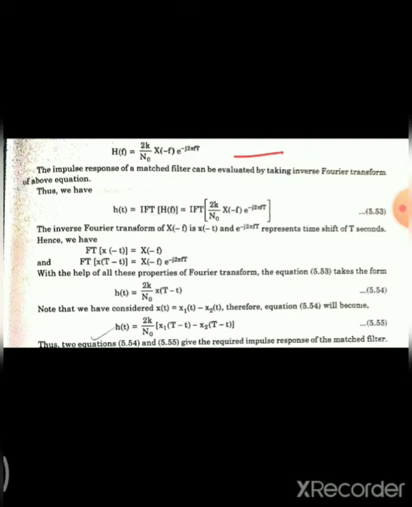Now see, as I told in the beginning, the impulse response can be obtained by taking the inverse Fourier transform of H(f). H(f) we have got here. So let us take the inverse Fourier transform of H(f). We will get this value: inverse Fourier transform of 2k by N0 X(minus f) e to the power minus j 2 pi f T.